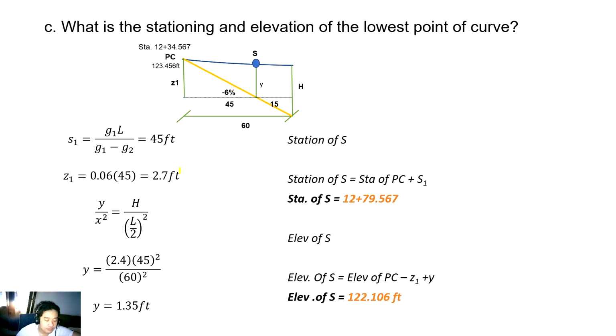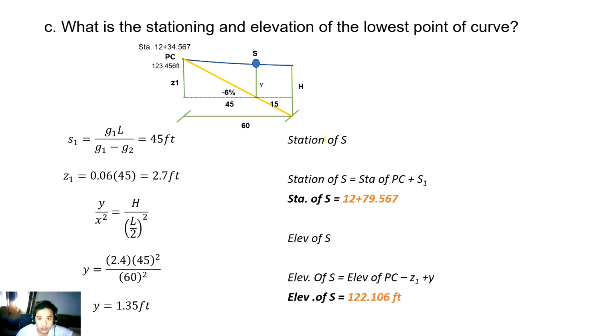So, having that, makukuha na rin natin yung Y using the same formula, which is yung Y over X squared equals to H over L over 2 squared. So, derive natin siya. Magiging Y equals to 2.4 times 45 squared over 60 squared. Okay? So, ang magiging Y natin ay 1.35 feet.